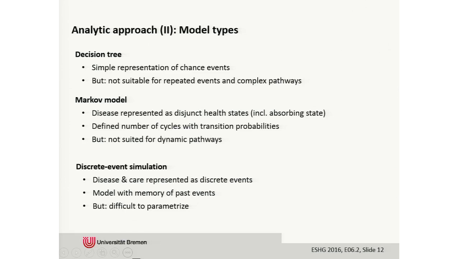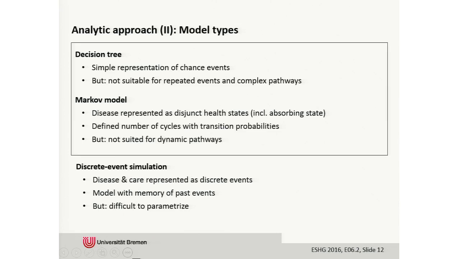This type of model has memories of past events, and so can memorize what happened earlier, which is a nice and flexible instrument, which has the big disadvantage that it's awfully difficult to parameterize, because for a patient, after a sequence of diseases, to say what is for this patient the probability of developing a different disease, typically the data are simply not there. It's easier for a Markov model where you have those disjunct health states which are well described in epidemiological studies, and where you know the probability of someone in cancer stage 2 to develop cancer stage 3.